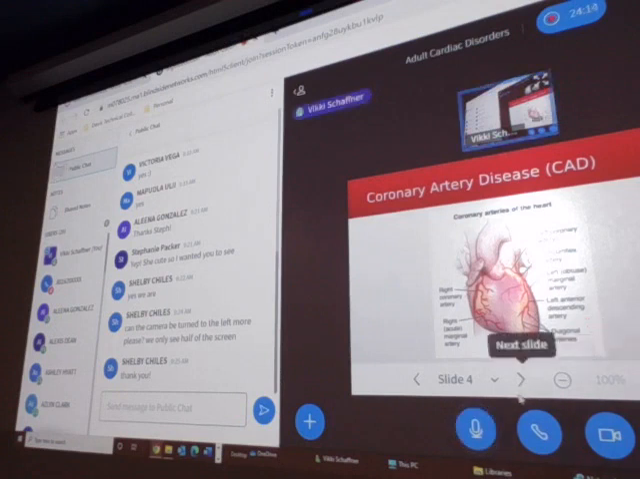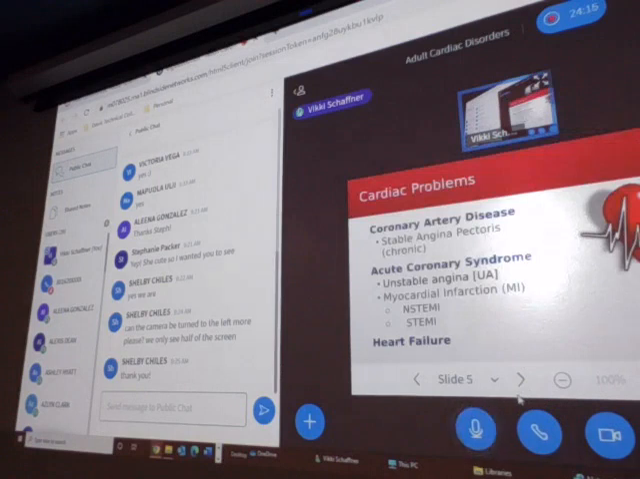No, okay, we'll move that. There we go. So we're going to talk about coronary artery disease today. We're going to talk about acute coronary syndrome, and we're going to talk about heart failure. So these are the three cardiac problems that we will address today. And you'll realize that each of them has certain problems within that little category. So let's talk first about coronary artery disease.